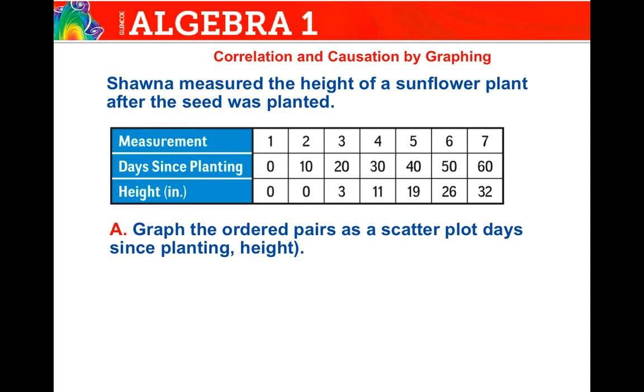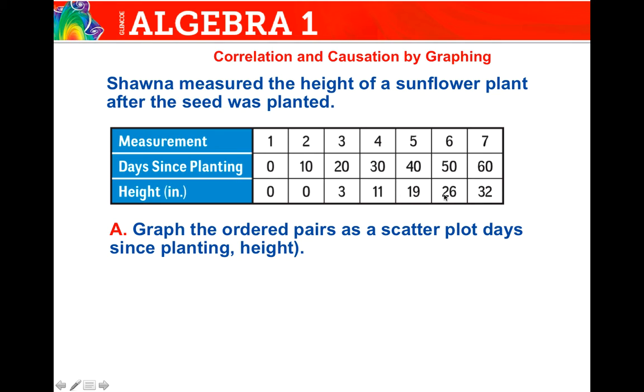So let's look at some examples. So Shauna measured the height of a sunflower plant after the seed was planted. Okay, so measurements 1 through 7 show days since planting is 0, and then every 10 days after planting, she measured the height. So 0, 3, 11 inches, 19 inches, 26, 32.